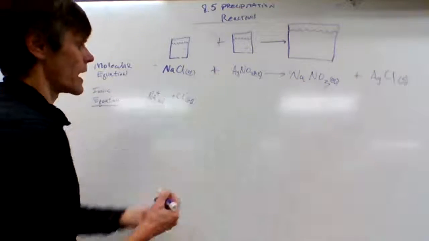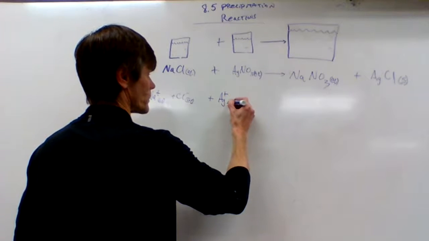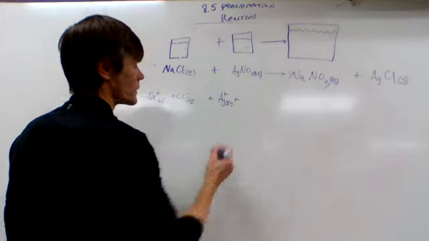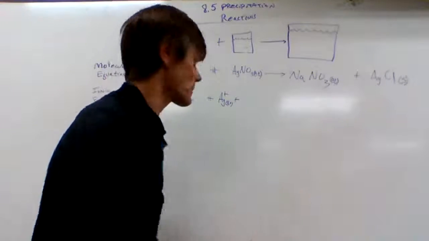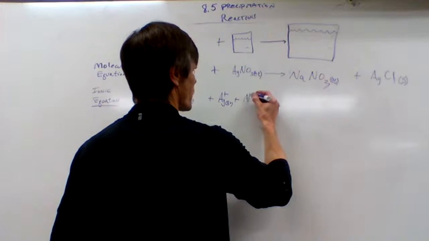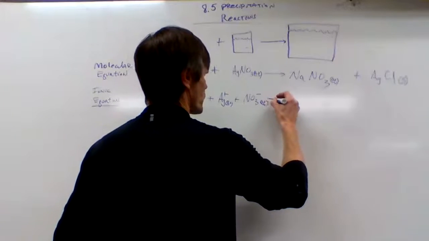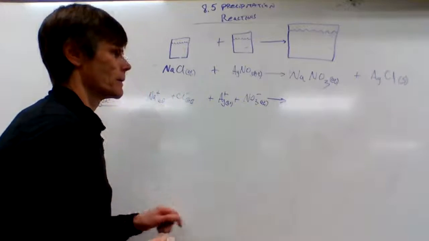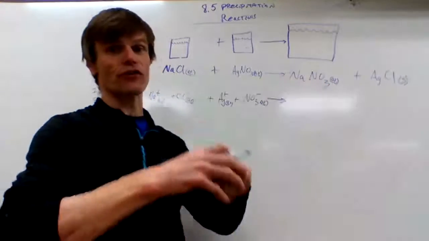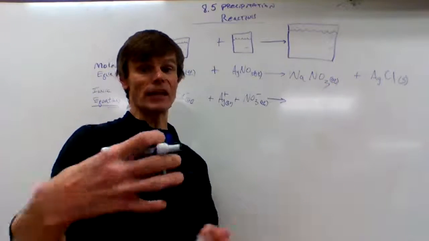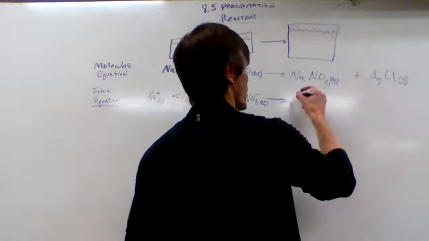This is silver ions. And this is nitrate ion. It doesn't break up any further. It's NO3 negative. Let's look at our product side. Notice there's an AQ. AQ tells us that this is sodium ions and nitrate ions, all floating around in solution.